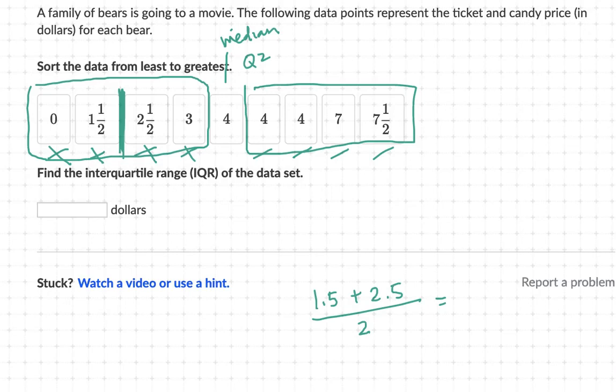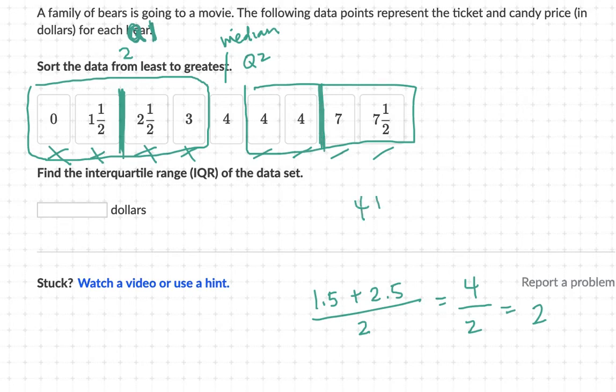1.5 plus 2.5, if I put into my calculator, is 4. That makes sense because 1 plus 2 is 3, and then these halves make another whole. Okay, 4 divided by 2 is 2. So between 1.5 and 2.5 is 2. That's quartile 1. I'm going to do the same thing here. It's going to be the same thing, 2 in the front, 2 in the back as before.